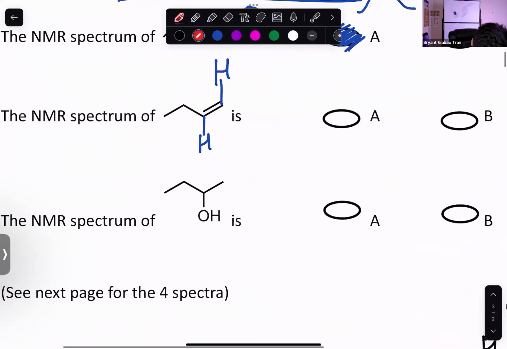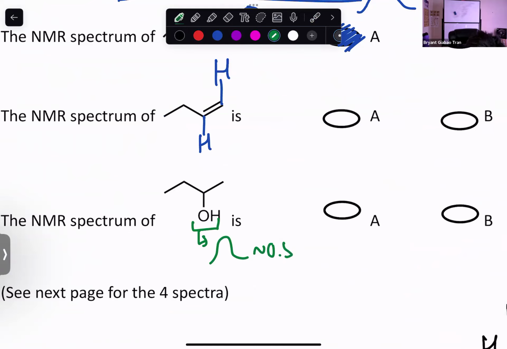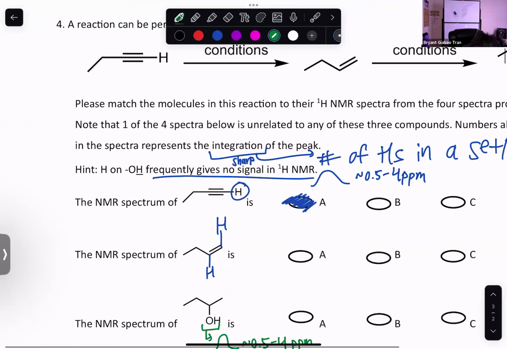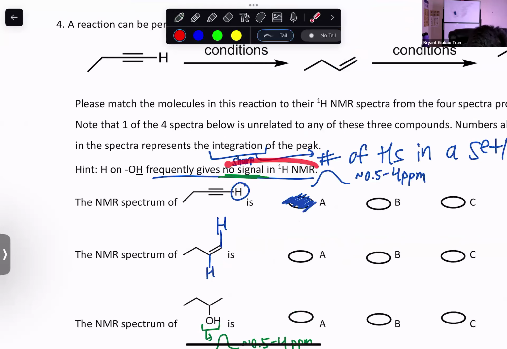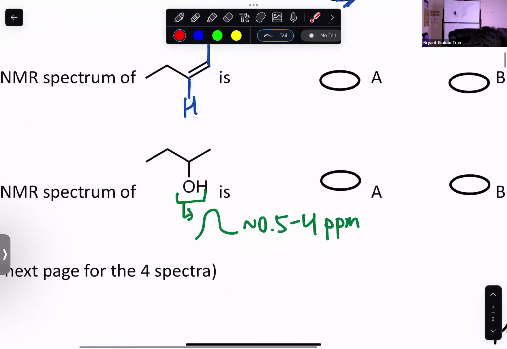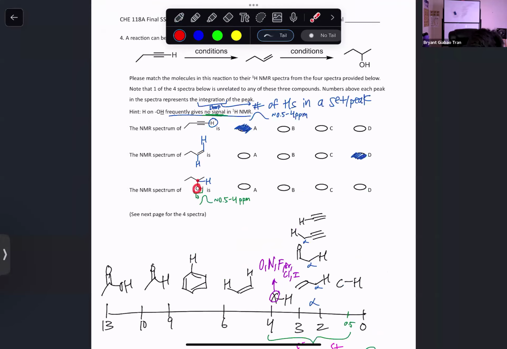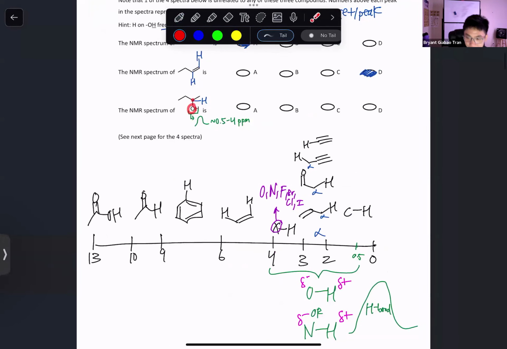Okay, so this OH right here, there should be a broad peak around 0.5 to 4, but he said if you're going to give no signal, so we'll just go with what he says. But where should, let's say, this hydrogen be located if it's attached to a carbon that's attached to an electronegative atom? Let's use the same graph here. Where would that peak be located?